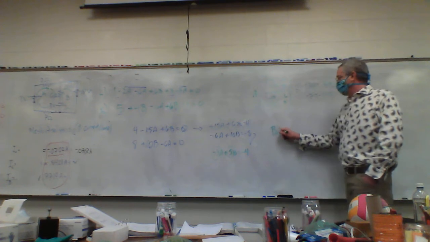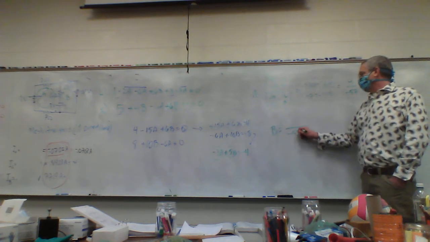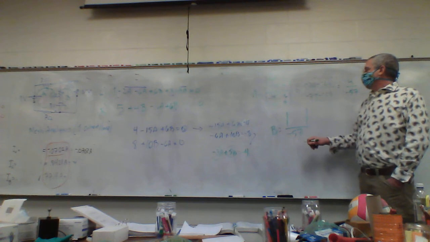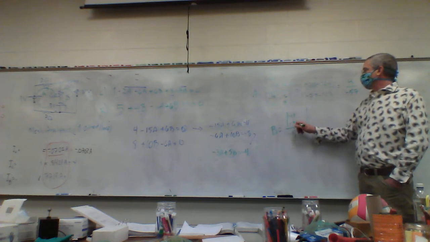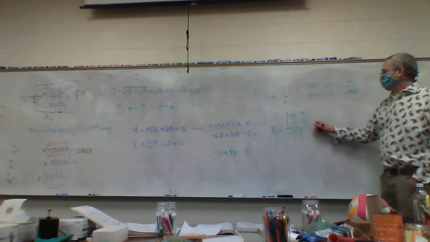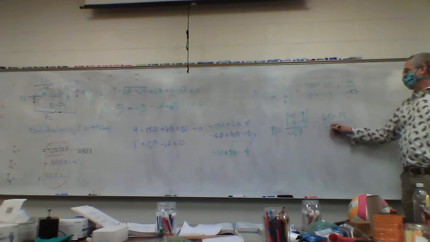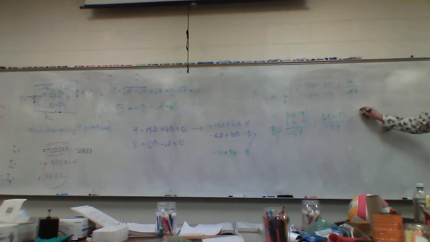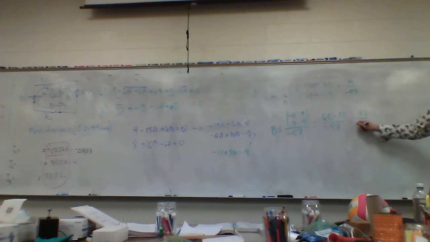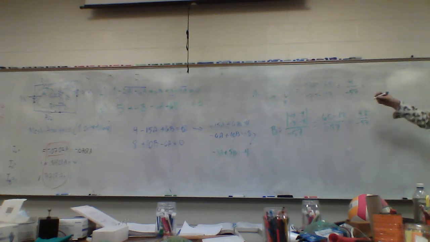B, well, the denominator is negative 57. My numerator will be, I got negative 15, negative 3, and then negative 4, negative 4. So I get 60 minus 12 over negative 57, which is 48 over negative 57. And so A ends up being, I assume it is negative 0.0702.